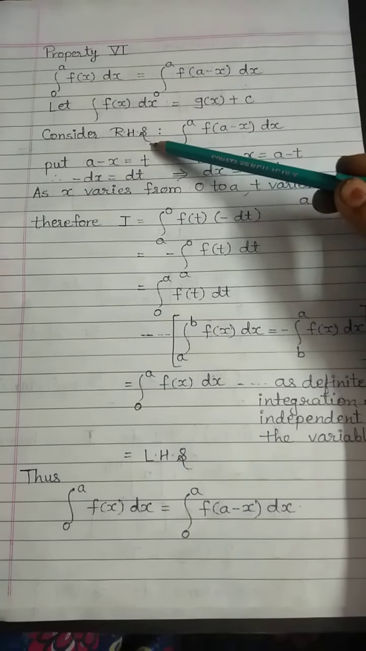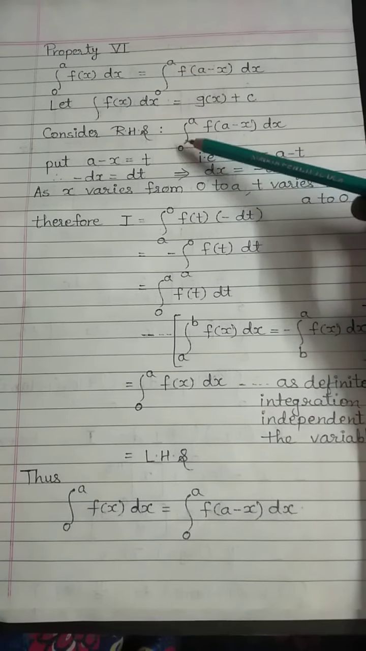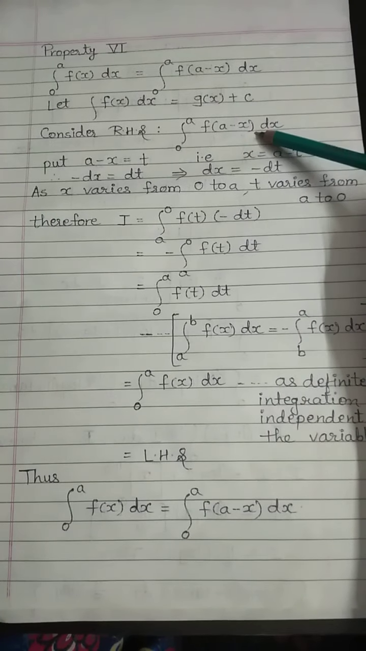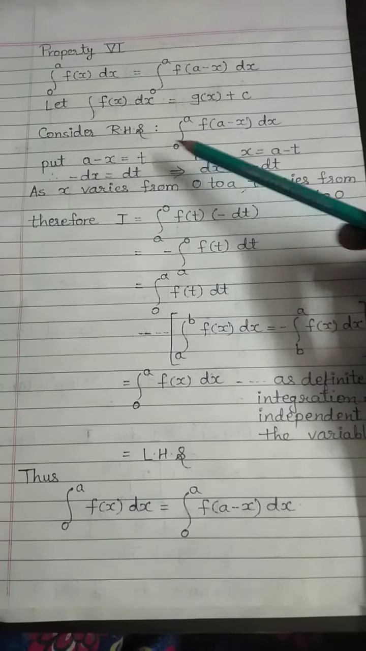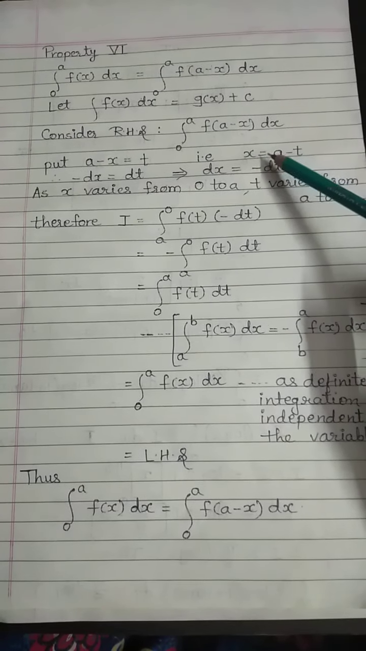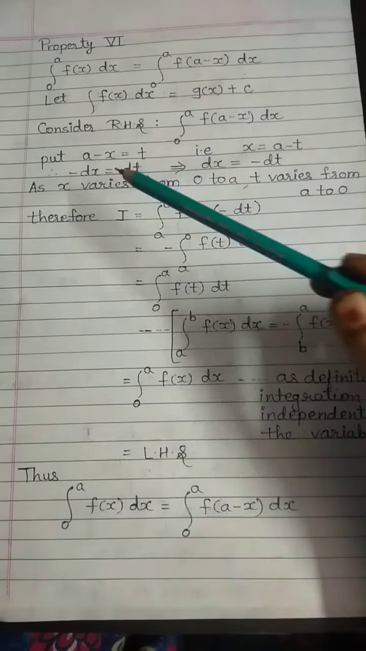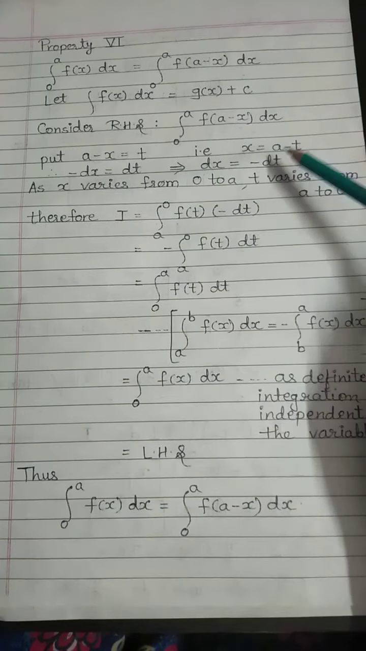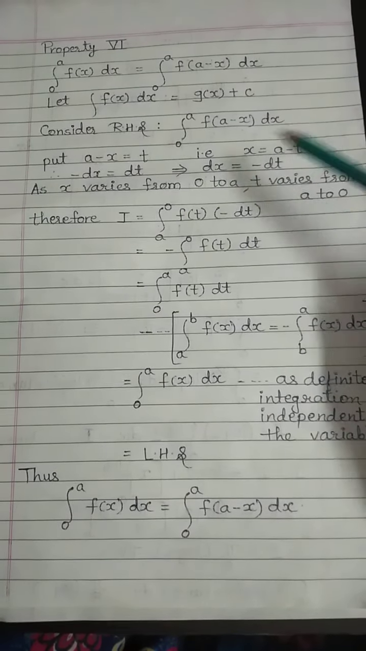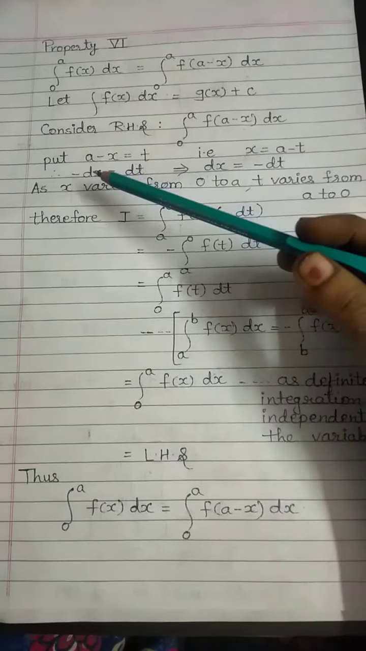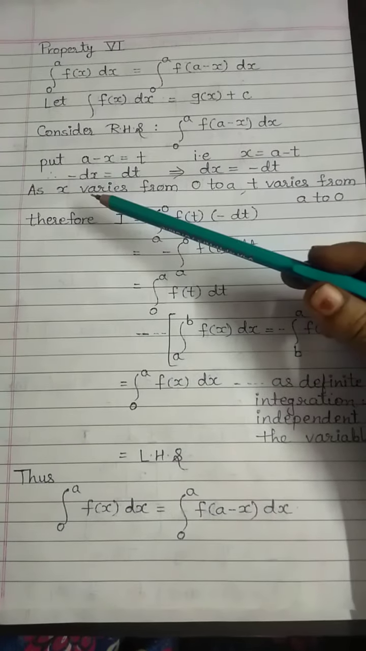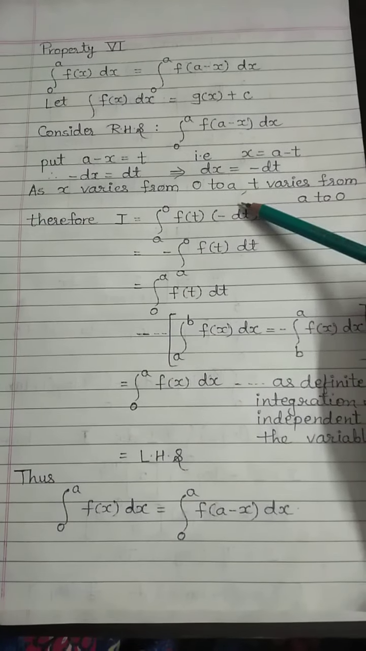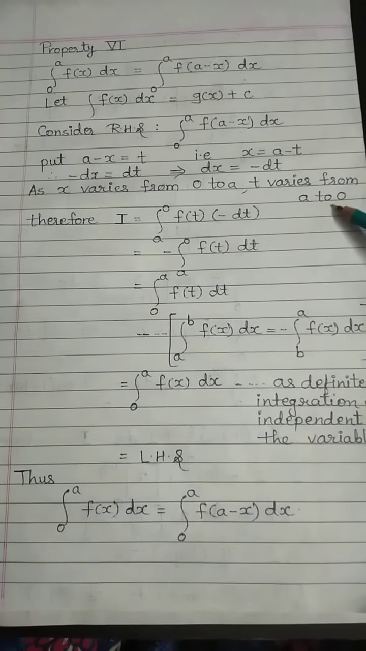Now we consider RHS. The given RHS is integration 0 to a f of a minus x dx. Now suppose we put a minus x is equal to t. That means value of x will be a minus t. So differentiating with respect to x, we will get minus dx is equal to dt. So we can say that dx is equal to minus dt. Now as x varies from 0 to a, t will vary from a to 0.